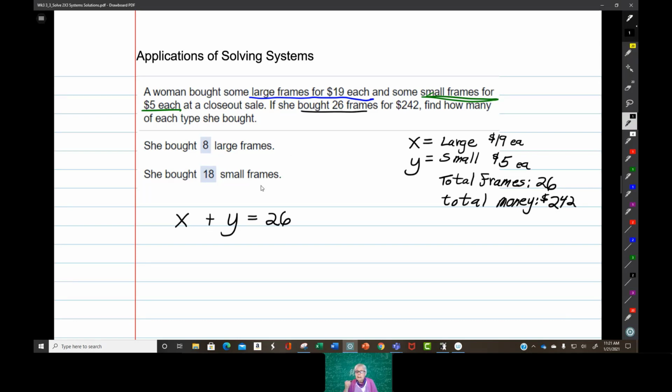Now, the money she spent on them would be $19 for each large frame. So the total amount of money she spends on large frames is 19 times X. And the total amount of money she spends on small frames would be $5 each times Y. And we're told that the total amount of money is $242.